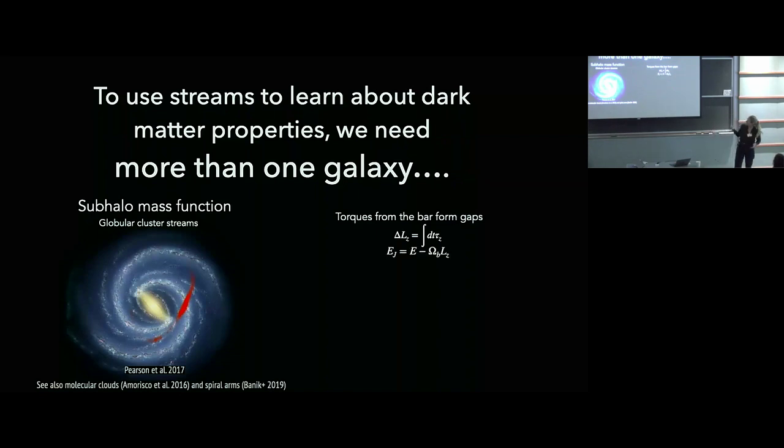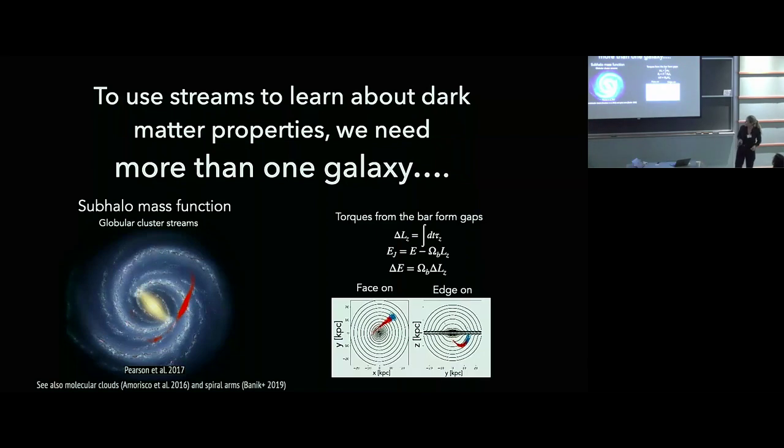In this system, your Jacobi energy in the co-rotating frame is conserved, which means that a torque from the bar leads to a shift in the angular momentum of the stars in the stream, which in turn leads to a shift in the energy. And we know that streams are elongated structures because of these differences in their energies compared to the progenitor system. So this leads to gaps forming.